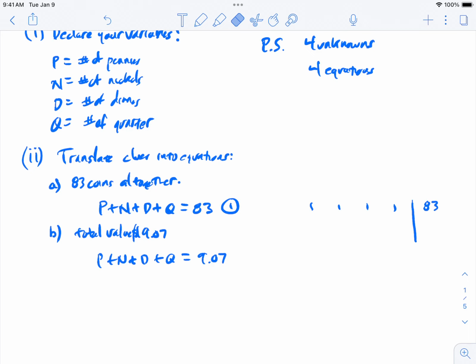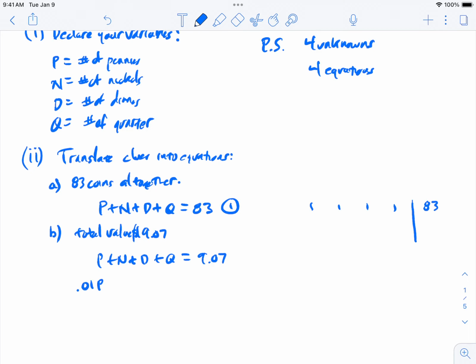But even more seriously than that, P is not how much the pennies are worth, right? I was being very careful about that up here. P is not what the pennies are worth. P is how many pennies you have. Well, what are the pennies worth? Okay, the pennies are worth $0.01 each.